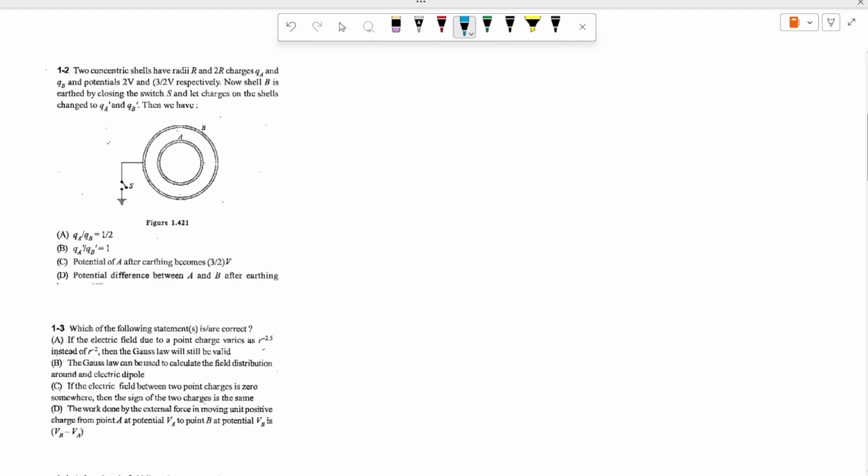Two concentric shells have radii R and 2R. Charges Qa and Qb have potentials 2V and 3V by 2 respectively. Now shell B is earthed by closing the switch S. Let the charges on shells change to Qa prime and Qb prime. Then we have, okay, so first we need to figure out the ratio of initial charges.